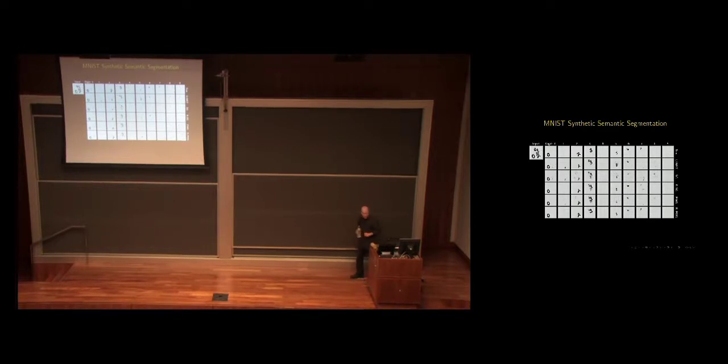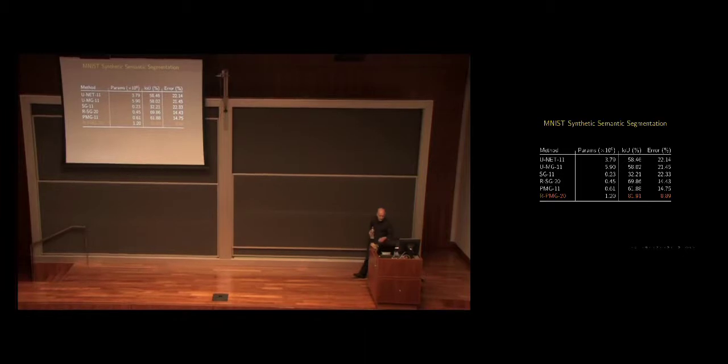Here's another example. Tables in terms of parameters, intersection over union with the ground truth segmentation masks, and pixel-wise error. We get big benefits for multigrid over single grid at the same depth.